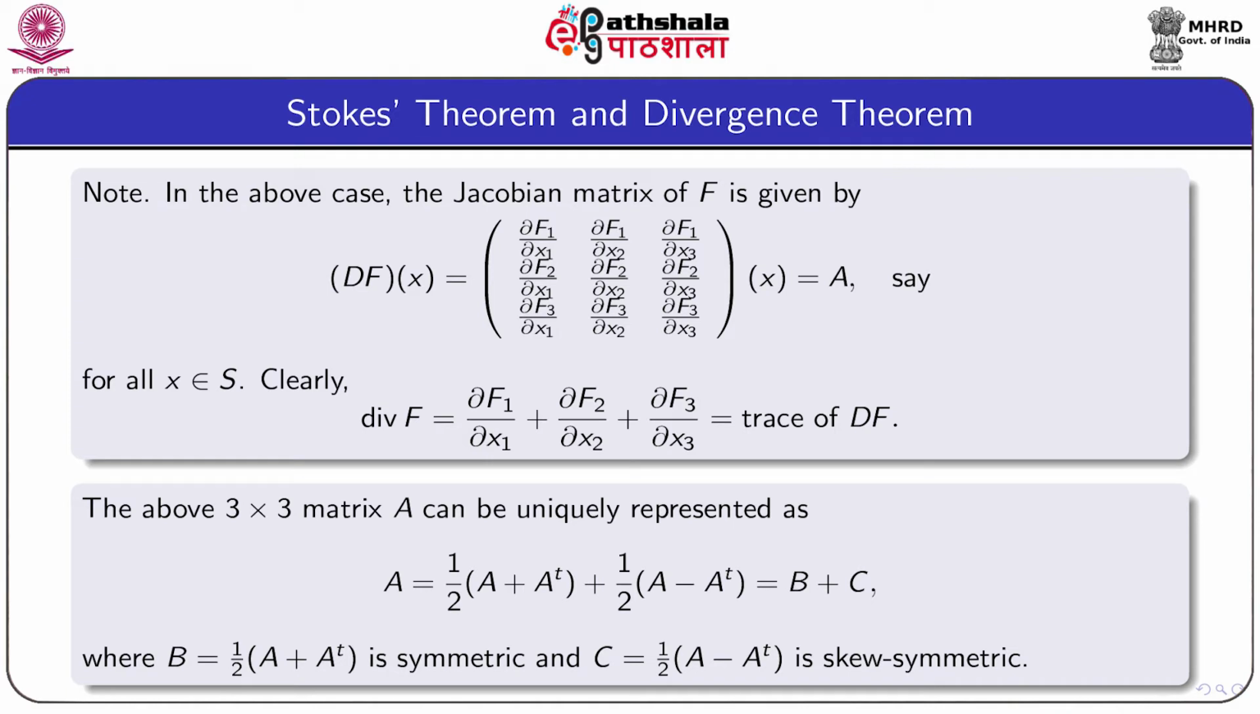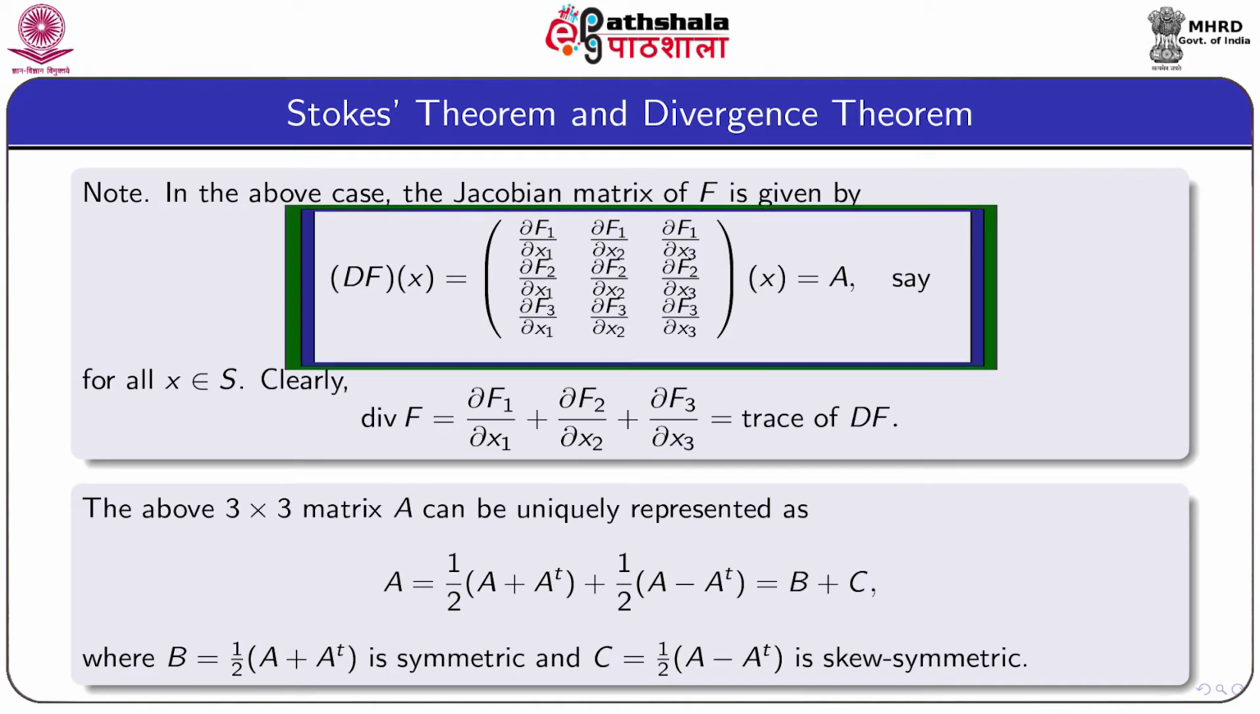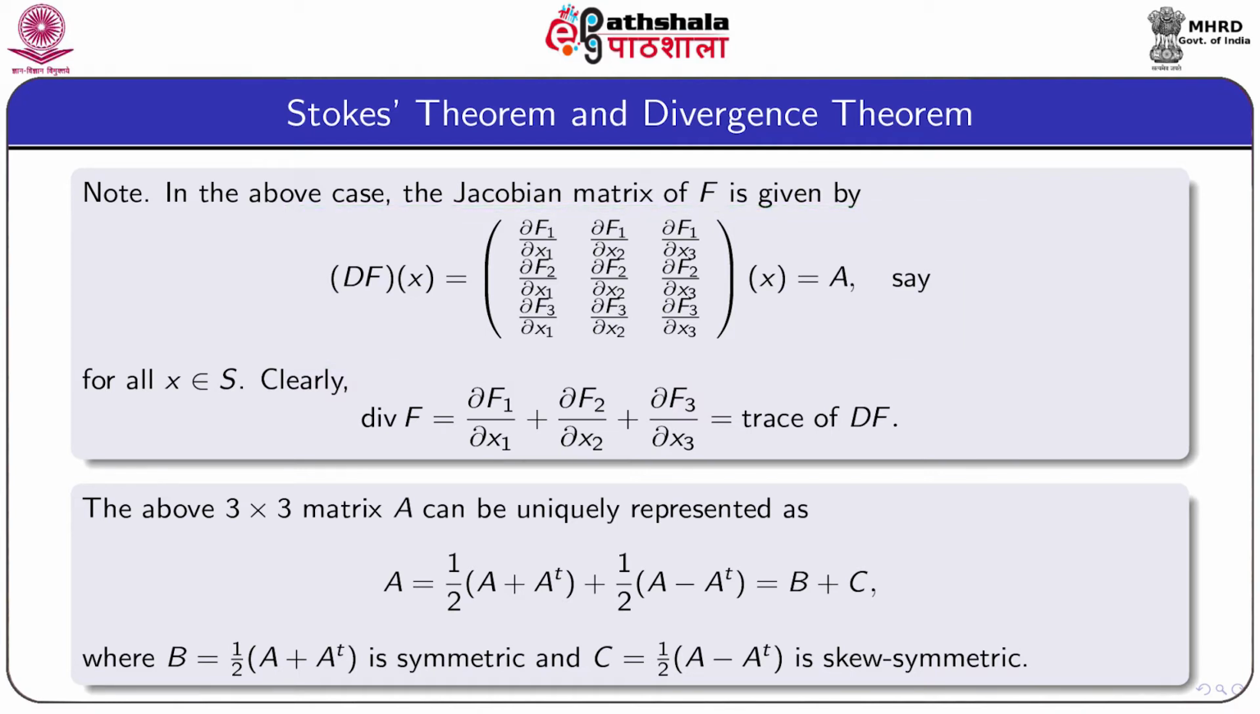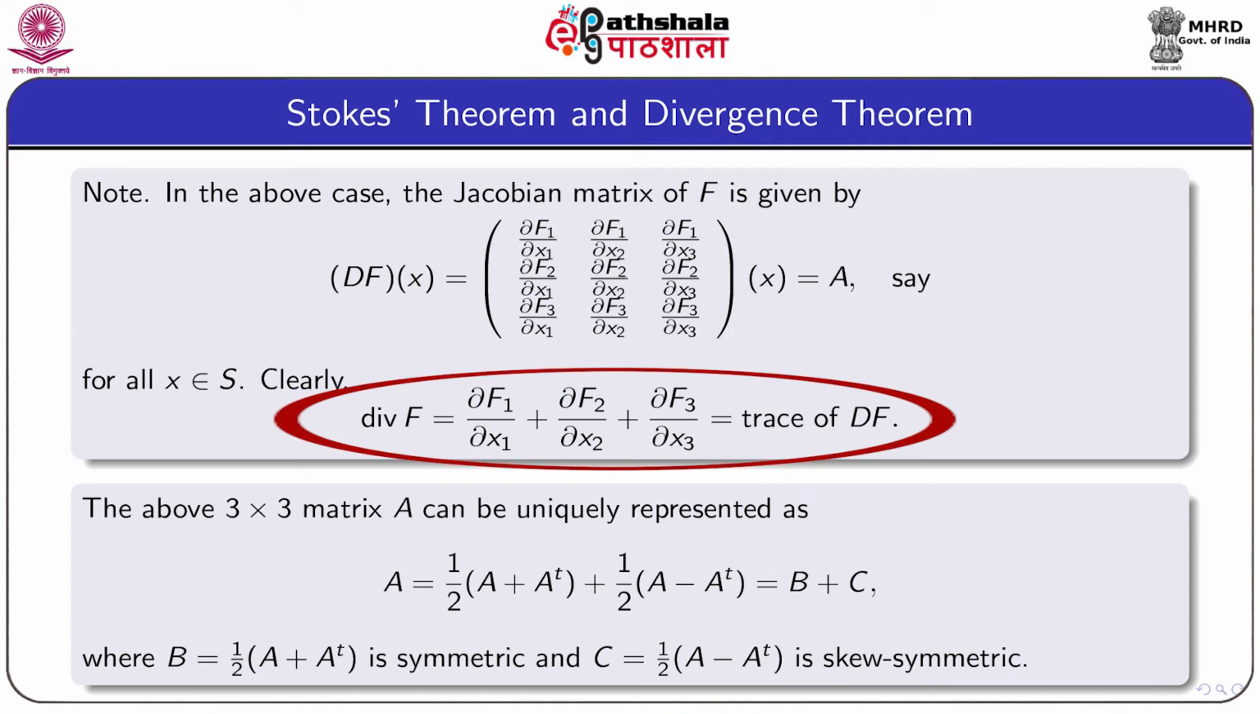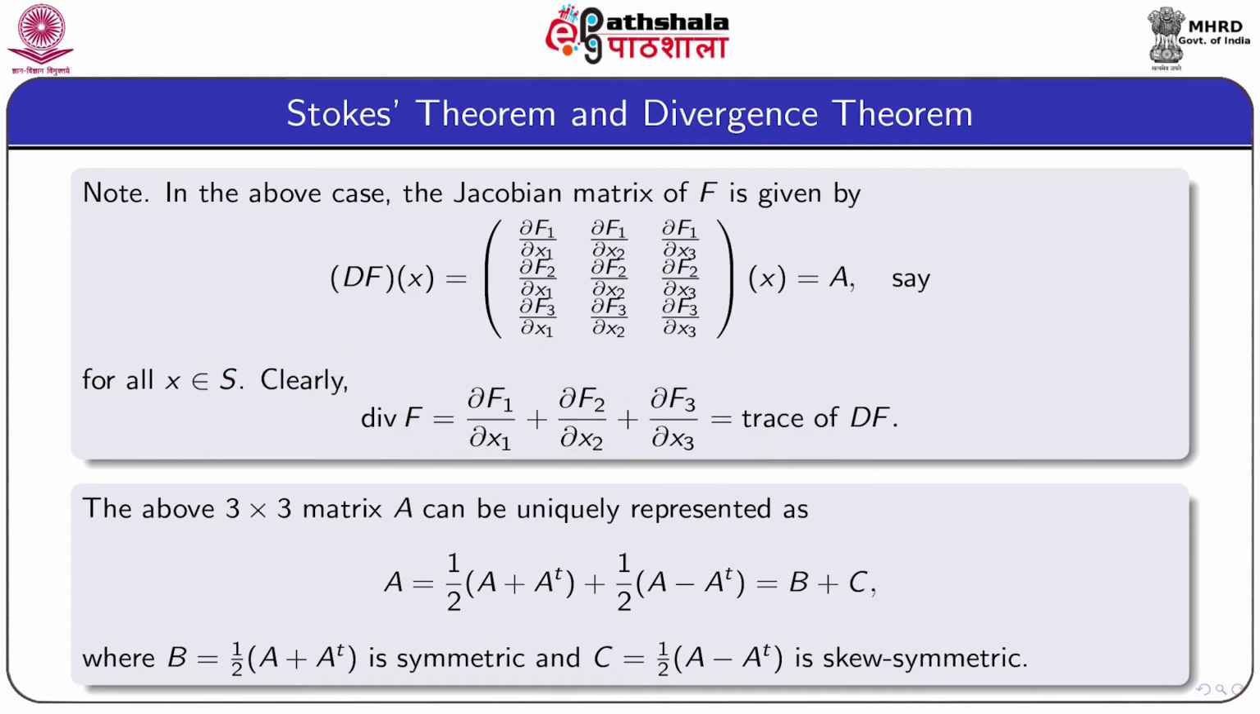In the above case, the Jacobian matrix of F is given by DF(x) = the matrix with first row ∂f1/∂x1, ∂f1/∂x2, ∂f1/∂x3. In the second row, f1 is replaced by f2, and in the third row, f2 is replaced by f3, equal to A, for every x in S. Clearly, the divergence of F equals ∂f1/∂x1 + ∂f2/∂x2 + ∂f3/∂x3, which is nothing but the trace of the matrix DF.